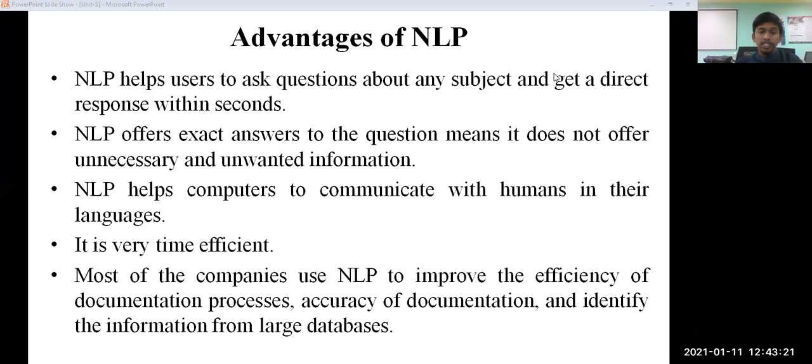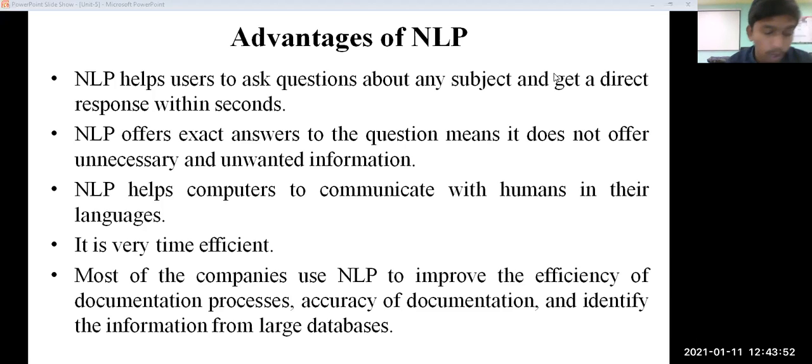Most of the companies use NLP to improve the efficiency of the documentation process, the accuracy of documentation, and also to identify information from large databases. Even Google, Facebook, Microsoft, and many companies are working on NLP to make documentation effective and to improve the documentation parts by understanding various textual things. That is how NLP has many advantages for many organizations.